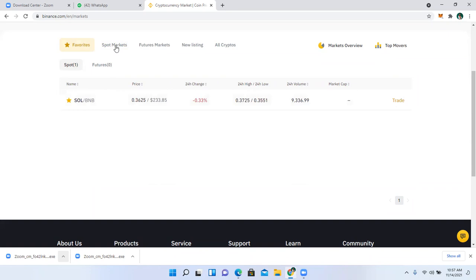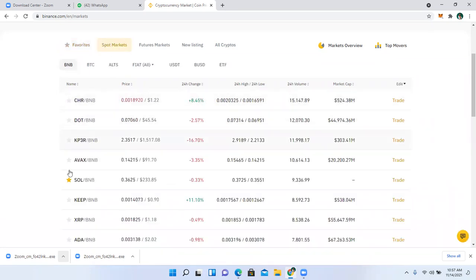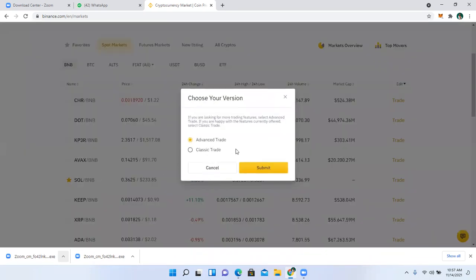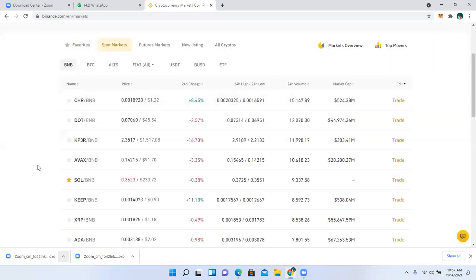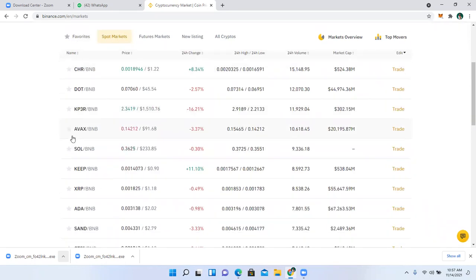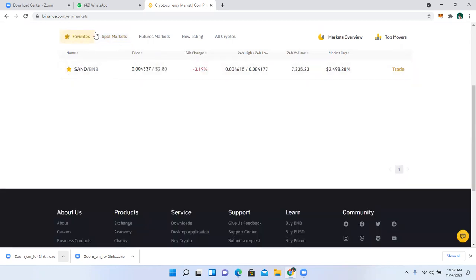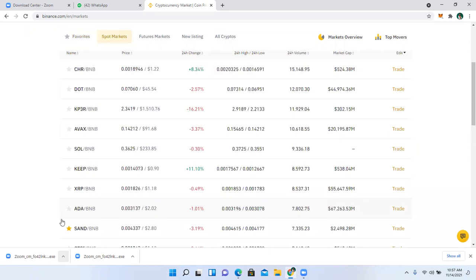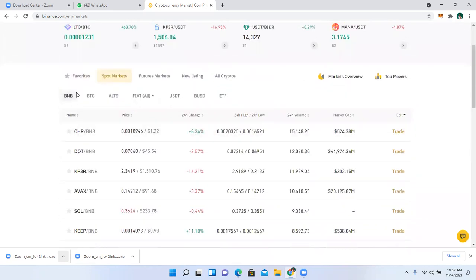So favorites is just any token you like trading very well. Once you favorite it, it just moves to your favorites. So if I like ADA or Sand, I like trading Sand and BNB, once I come to favorites, it will appear there. So that's just what this feature is for.